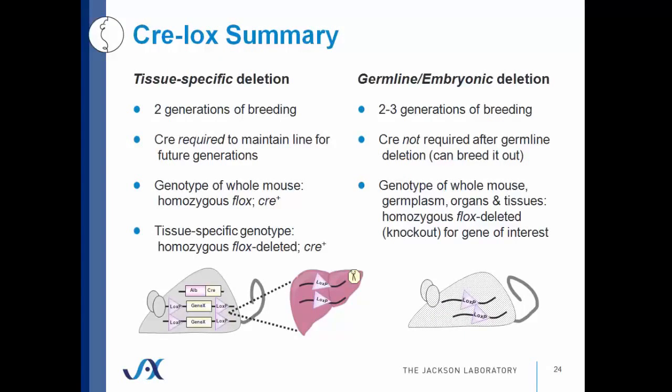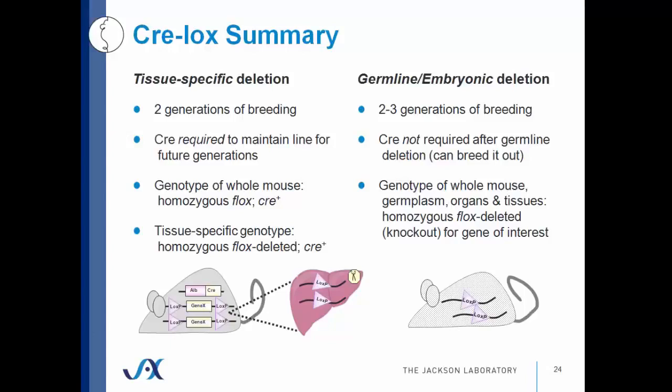Just a summary here to compare the differences between using Cre-lox to generate tissue-specific knockouts versus germline knockouts. Both of them require at least 2 generations of breeding. Depending on the germline or embryonic deletion strain you use, it could be 2 to 3 generations of breeding. For the tissue-specific, the Cre is required to maintain the line for future generations. You always have to have, in this case, the albumin Cre present every time to be able to knock out that gene in the liver. If you get rid of the Cre, you won't have the knockout in the liver. For germline, once the Cre does it in the germline, then the Cre is not required after that deletion, so you can get rid of it.